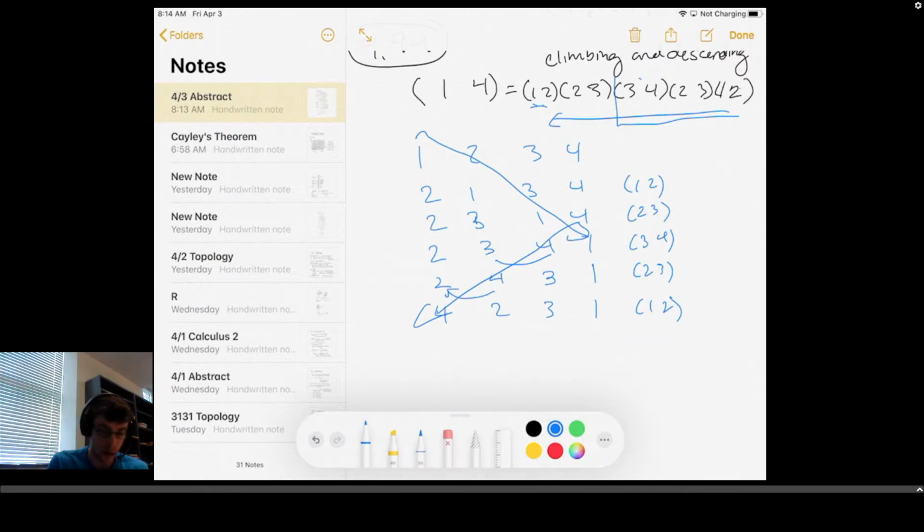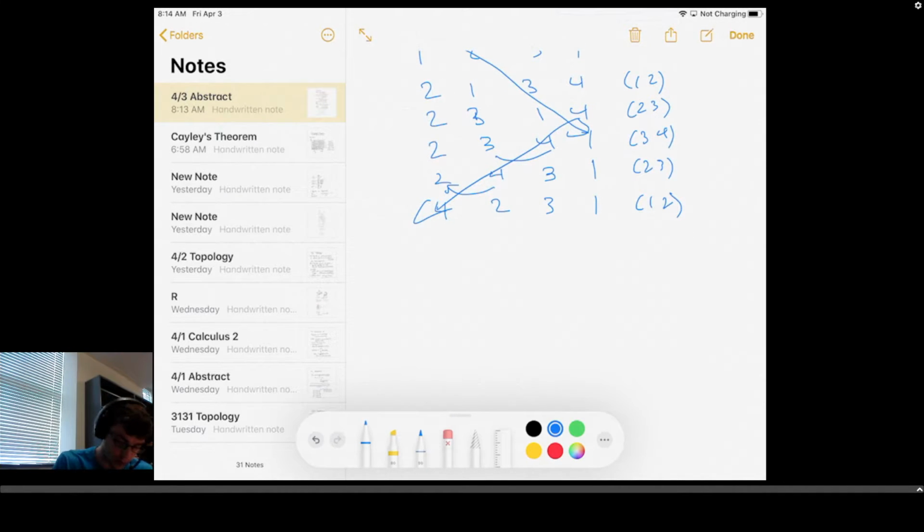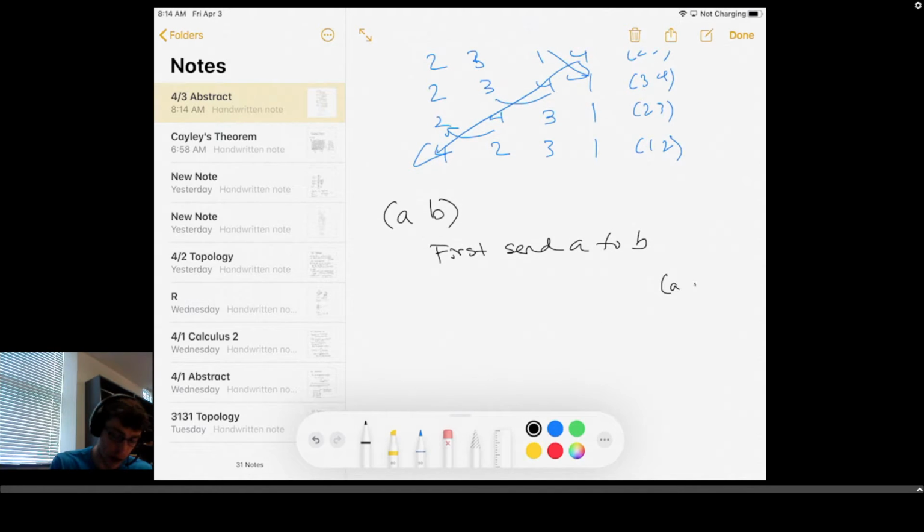Okay. Well, so what's the general process then? Right, so if I see it in general, A and B, I want to think of this as what I did with 1, 4, right? So first, I'm going to get A to B by switching one by one, right? So I start over here on the right, I go from A to A plus 1, A plus 1 to A plus 2, A plus 2 to A plus 3, all the way until I get to B, right?